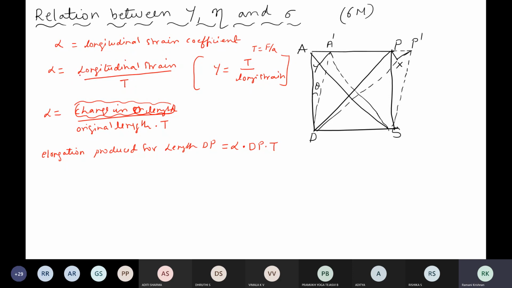Alpha is called the longitudinal strain coefficient. It is longitudinal strain by tension. Longitudinal strain is the elongation produced to the original length, into tension. So what is the elongation produced? I will write it is alpha, the original length of the diagonal is PP dash, and tension T. So I get alpha dot PP dash dot T. Is it okay, students? Yes or no? Yes, ma'am.